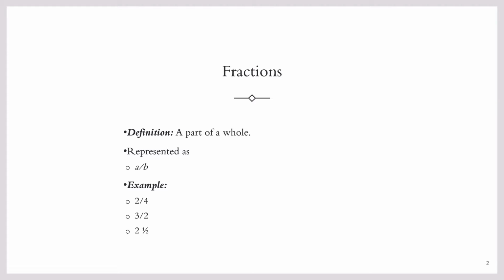Fractions represent a part of a whole. They are represented with a slash sign in between the two numbers, such as a slash b, read as a over b or a by b, is a fraction. 2 by 4, 3 by 2, and 2 whole 1 upon 2 is an example.